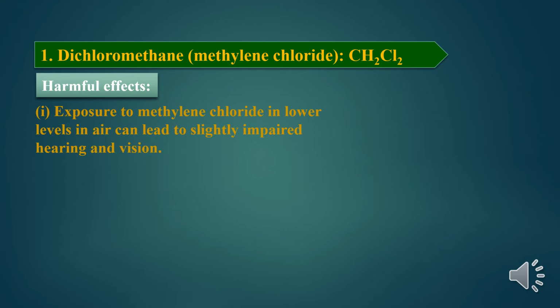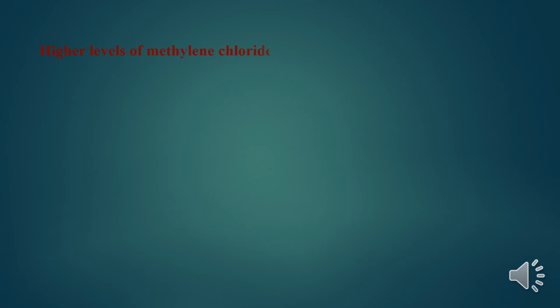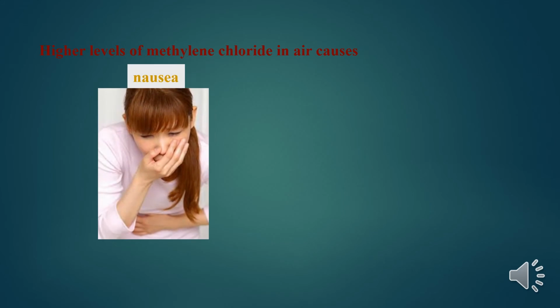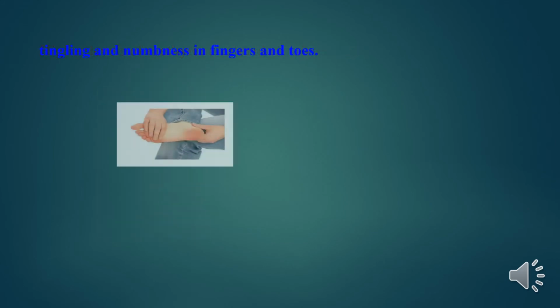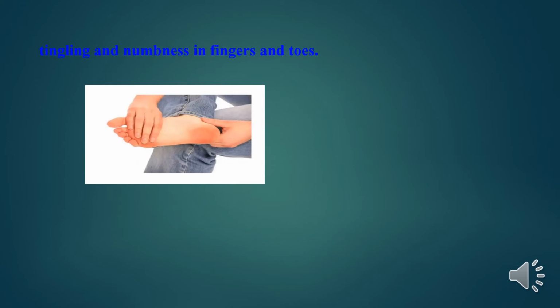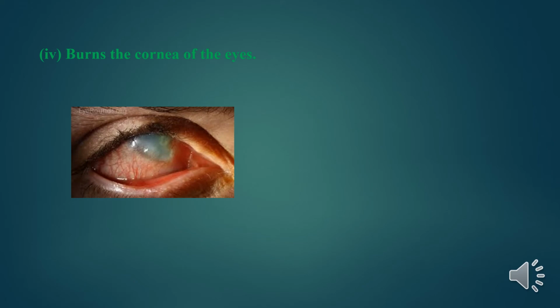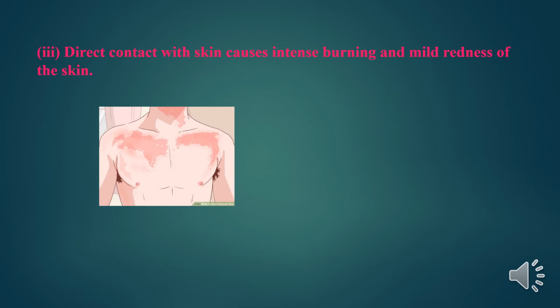in air, it can lead to slightly impaired hearing and vision problems. Then higher levels of methylene chloride in air cause dizziness, nausea, even tingling and numbness in fingers and toes. Then it burns the cornea of the eyes. Direct contact with skin causes intense burning and mild redness of the skin. So these are the harmful effects of dichloromethane.